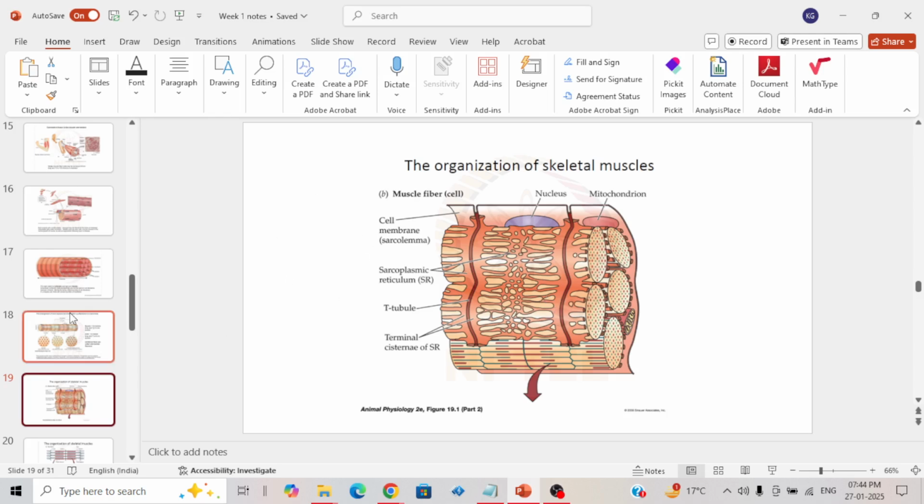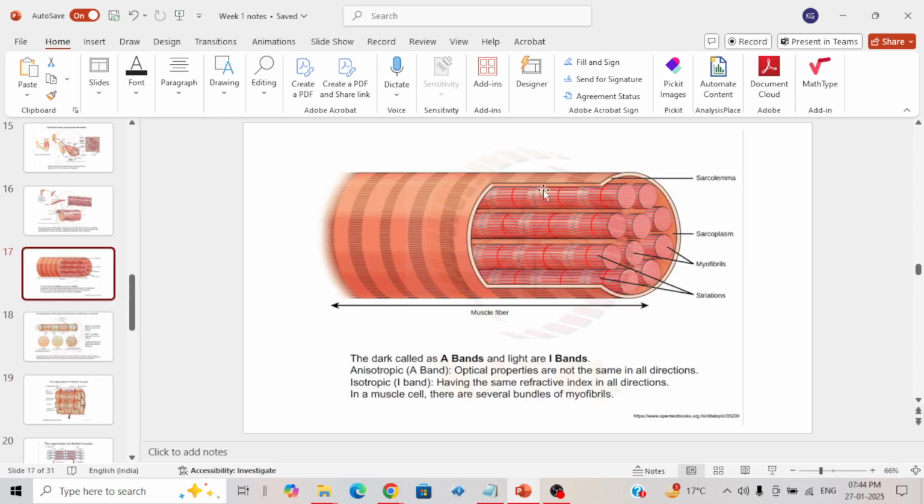Sarcoplasmic reticulum, you understand the sarcoplasmic reticulum is present around these myofibrils. Okay. The T tubules are actually passing through these sarcoplasmic reticulums so that they can get attached to the ryanodine receptors and then can get access for the calcium release. If you can see the structures.